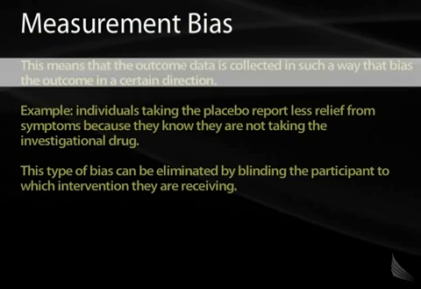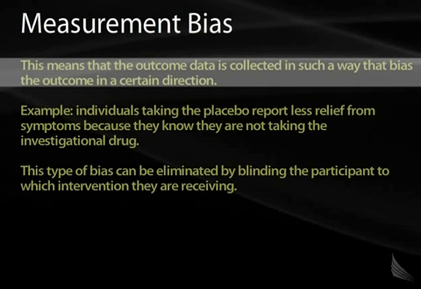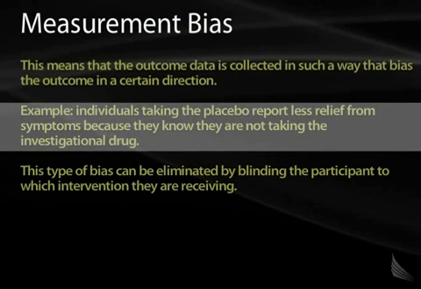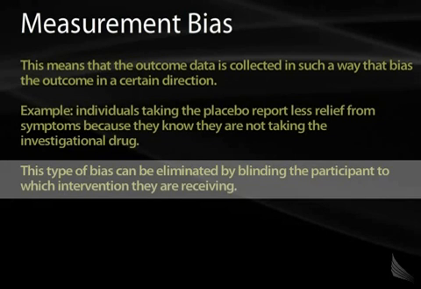Measurement bias. This means that the outcome data are collected in such a way that bias in the outcome is put in a particular direction. So for example, individuals taking the placebo may report less relief of symptoms because they know that they are not taking the investigational drug. This type of bias can be eliminated by blinding. You blind the participant to which intervention they are receiving. You also blind the investigator. This is the most common way of conducting a clinical trial, and that is most trials are double-blind and randomized.